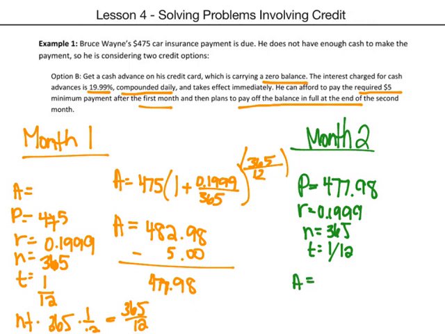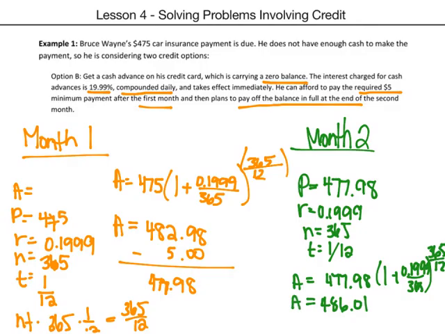So we have A is equal to 477.98 to the power of 1 plus 0.1999 over 365, to the power of 365 over 12. So type this into your calculator and you should get 486 and 1 cent.